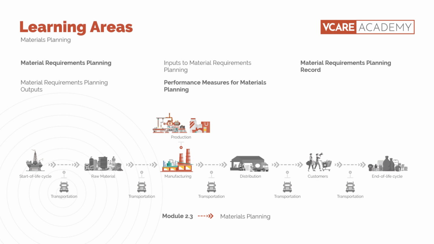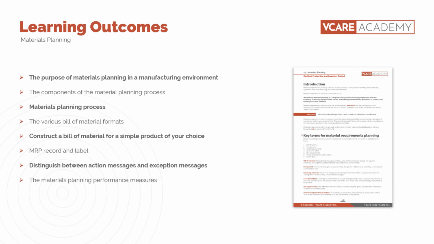Module 2.3, materials planning. We're going to talk about materials requirements planning and the inputs to the materials requirements planning process. We're going to be looking at the MRP, or materials requirements planning record, and materials requirements planning output. And then we'll look at performance measures for materials planning. The learning outcomes in this module: the purpose of materials planning in a manufacturing environment, components of the materials planning process as well.